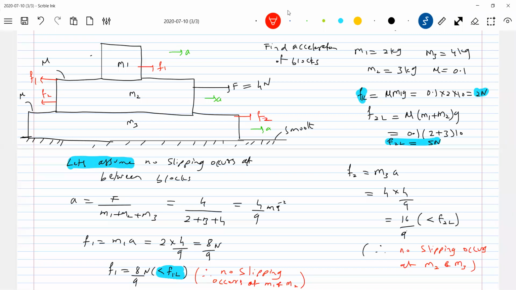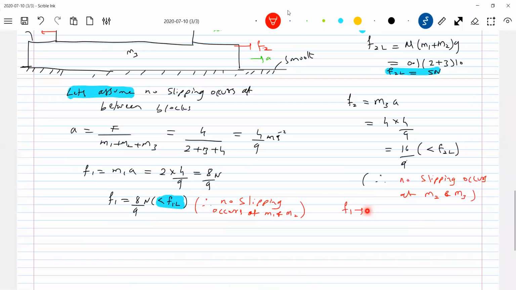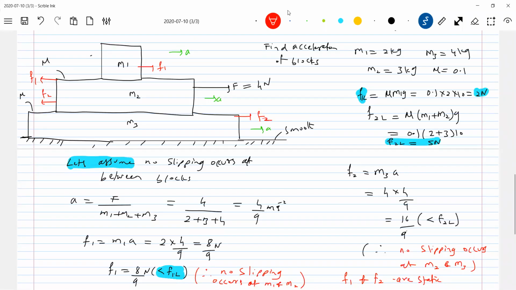I think two of you, Anish and Ramachandra Reddy, both asked doubts. Now look at the friction acting, static or kinetic? Are F1 and F2 static or kinetic? Static. F1 and F2 are static. It's my duty to clarify the doubt, because you didn't get it. Tell me, are M1 and M3 at rest or in motion? Motion. So the friction acting is static.